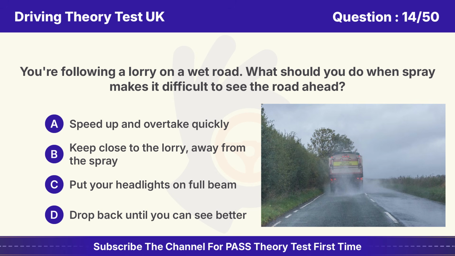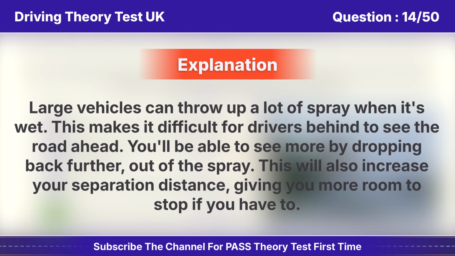Question 14. You're following a lorry on a wet road. What should you do when spray makes it difficult to see the road ahead? Answer is D. Drop back until you can see better. Large vehicles can throw up a lot of spray when it's wet. This makes it difficult for drivers behind to see the road ahead. You'll be able to see more by dropping back further, out of the spray. This will also increase your separation distance, giving you more room to stop if you have to.